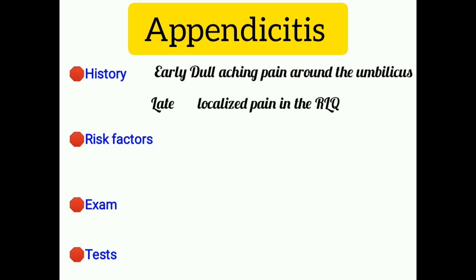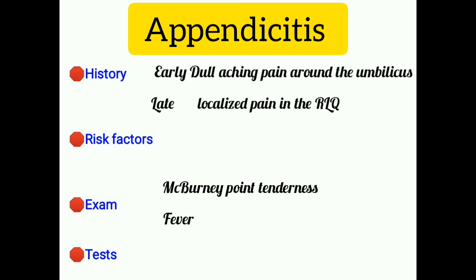as there is irritation of the parietal layer of the peritoneum, which is supplied by somatic nerves. In appendicitis, by examination, you will find tenderness at a point called McBurney's point, the junction between the medial two-thirds and lateral third of a line connecting the umbilicus to the anterior superior iliac spine.